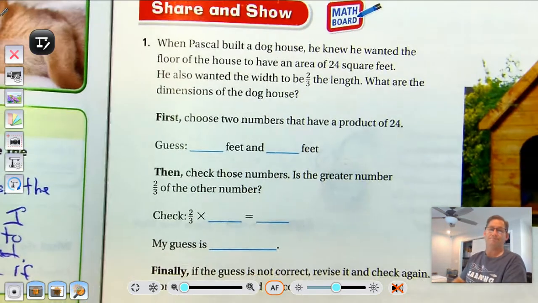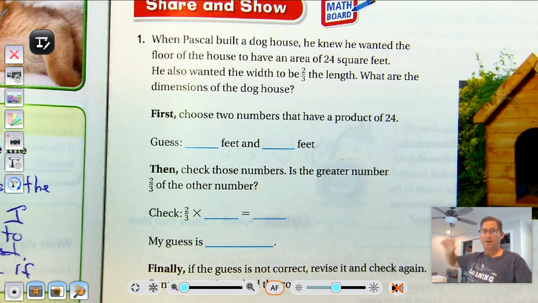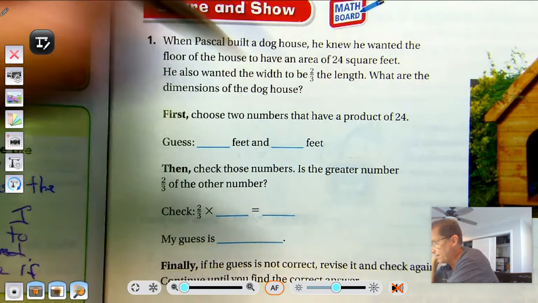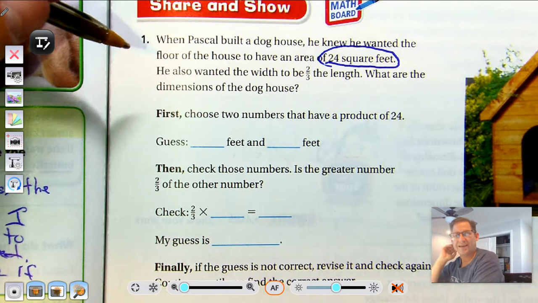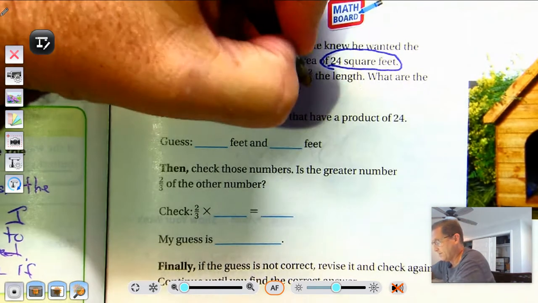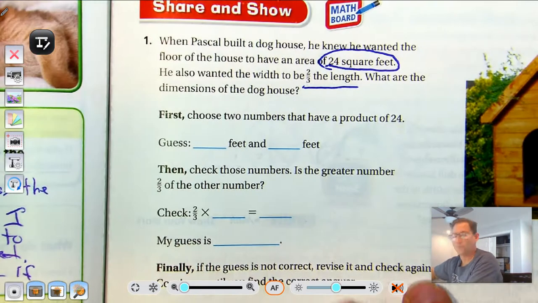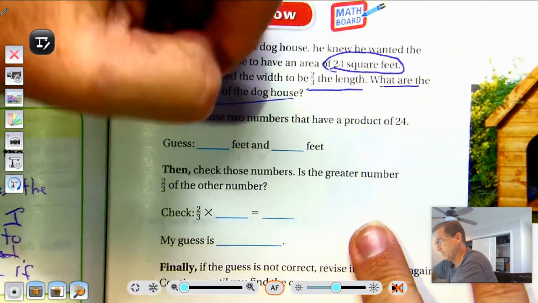All right. Number 1. When Pascal built the doghouse, he knew he wanted the floor of the house to have an area of 24 square feet. He also wanted the width to be 2/3 the length. What are the dimensions of the doghouse?